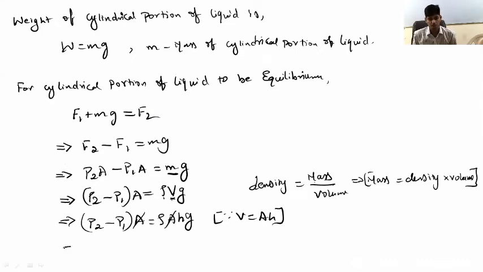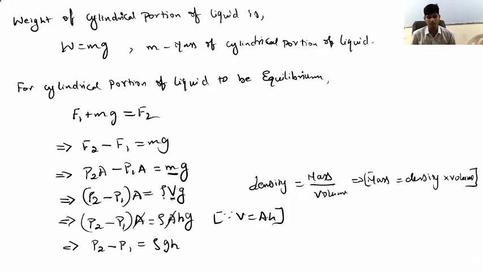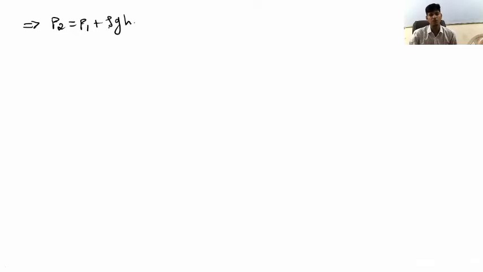So from this, you can notice that P2 minus P1 is equal to rho g h. This implies P2 is equal to P1 plus rho g h, isn't it? P2 minus P1 is equal to rho g h, that is, P2 is equal to P1 plus rho g h.